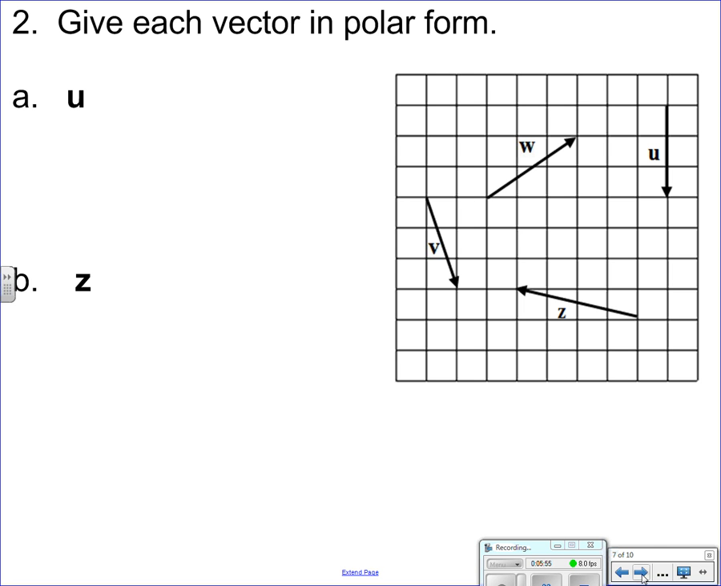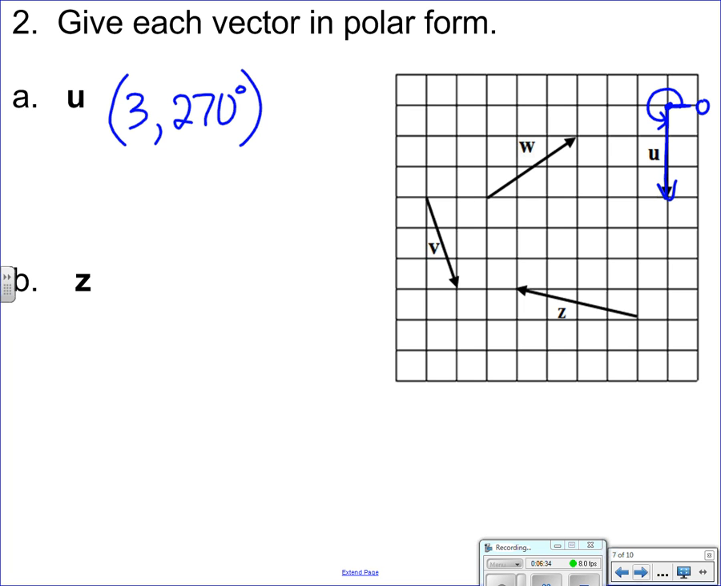Give each vector in polar form. Now this takes a little bit more work. Okay, so to get u, its length. Now u is straight up and down, so that's going to be a little bit easier. From my initial point to my terminal point, its magnitude or its length is 3 units. Now rotating from 0, rotating around, that's 270 degrees.